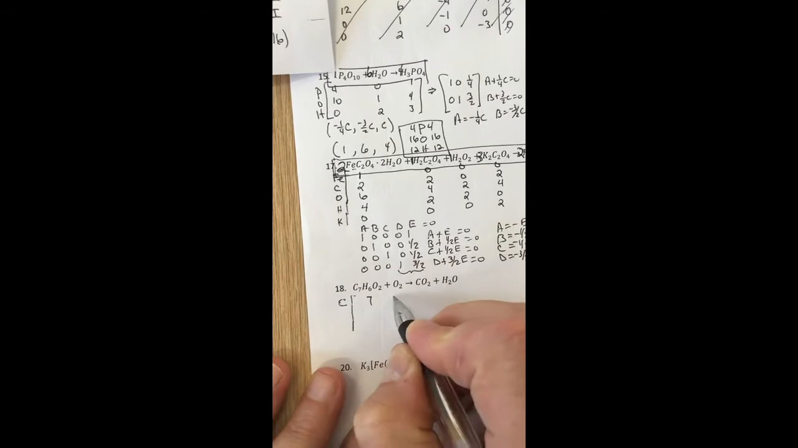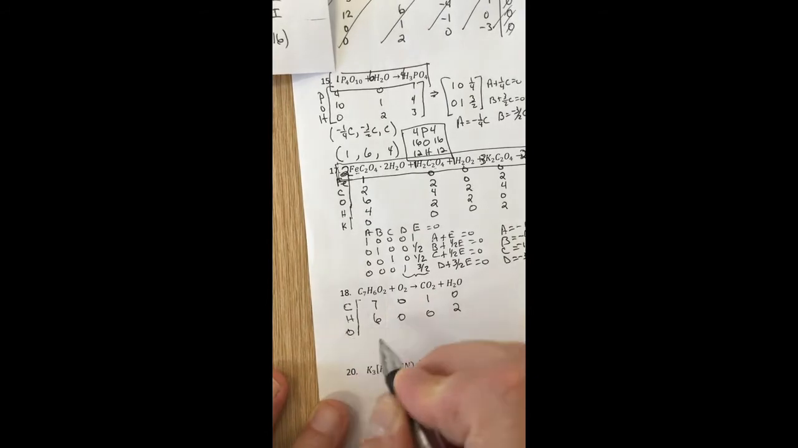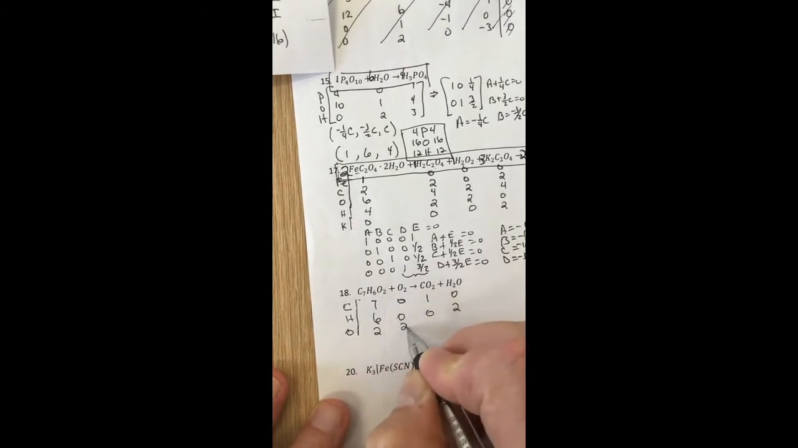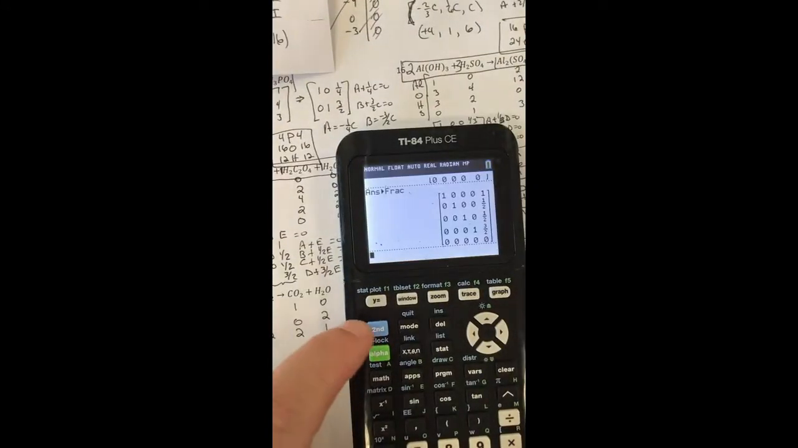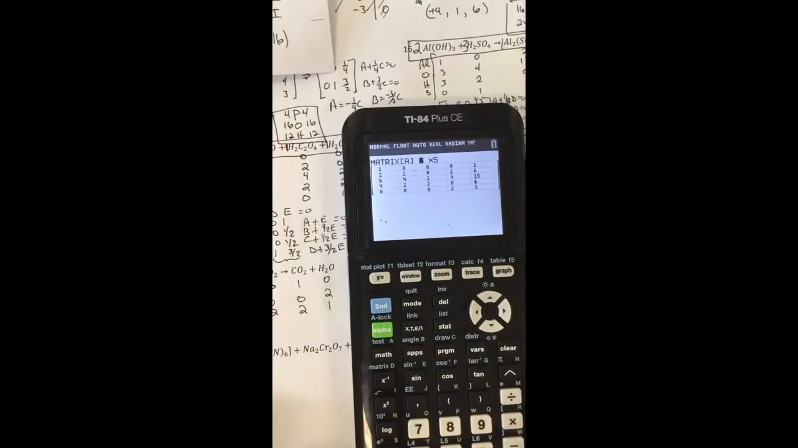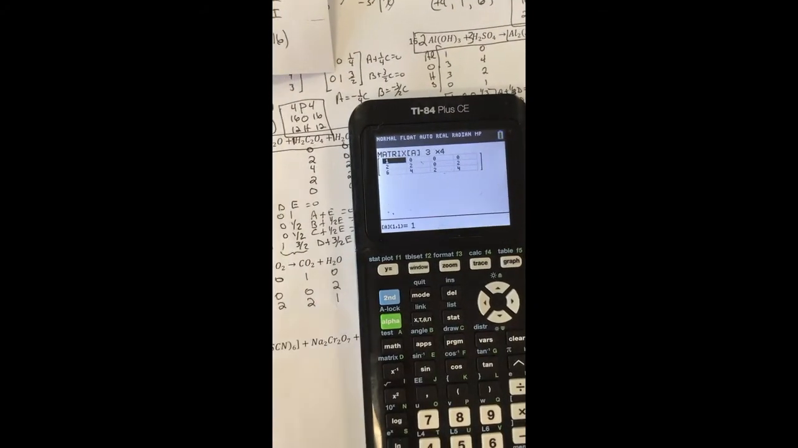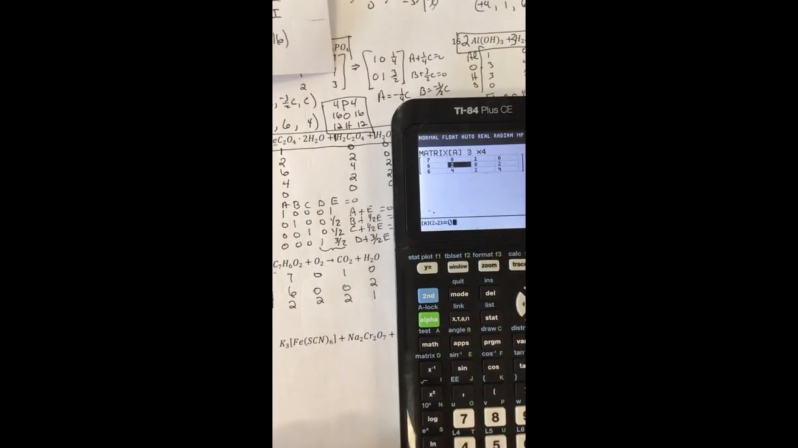Here are the carbons. There's 7, there's none, there's 1, and there's none. The hydrogens, there's 6, there's 0, there's 2. The oxygens, there's 2, there's 2, there's 2, and there's 1. Okay, I'll let my magic machine do the rest. Okay, it's a 3 down and 4 across, so it's a 3 by 4. I'll get those numbers in there quick. 7 0 1 0 6 0 0 2 2 2 2 1.